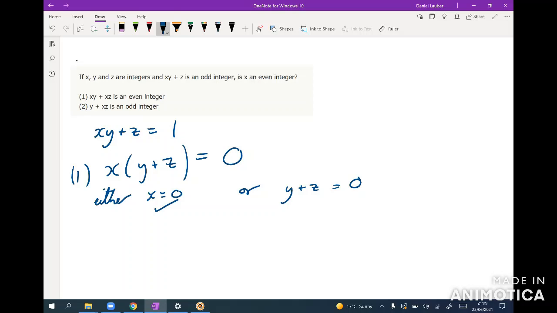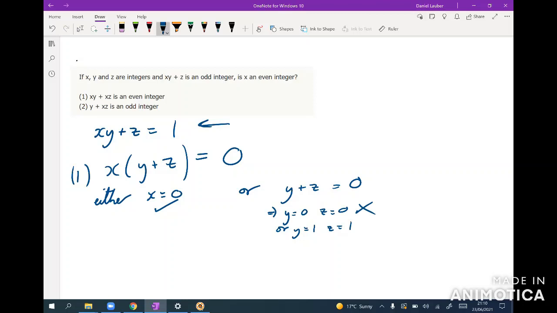Or if y plus z is 0, well, in other words, this one translates into y equals 0, z equals 0, or y equals 1, z equals 1, remembering that we sort of reset every time we reach an even number. So if y equals 0 and z equals 0, well, then we get a contradiction here, because we get 0 plus 0 equals 1. So that can't be possible.